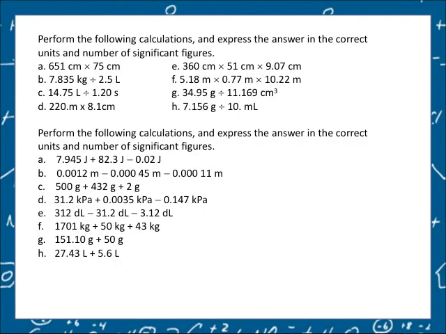And the last one, 7.156 divided by 10 decimal point. Calculator returns 0.7156. 10 with the decimal point has 2 sig figs, so I want to keep 1, 2. 5 tells me to round up. 0.72 would be my final answer.